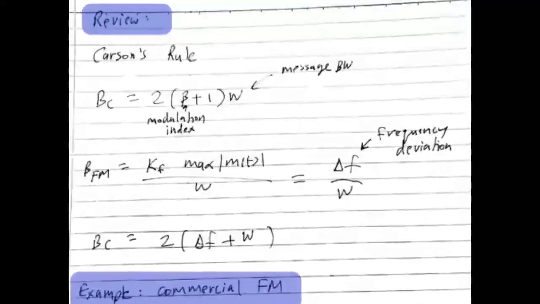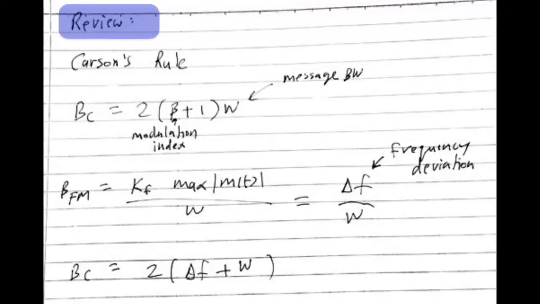Okay, let's do a quick review of Carson's rule. Carson's bandwidth rule gives you the approximate bandwidth requirements for an FM communication system. Here, the estimated bandwidth is BC. Beta is the modulation index, and W is the message bandwidth.